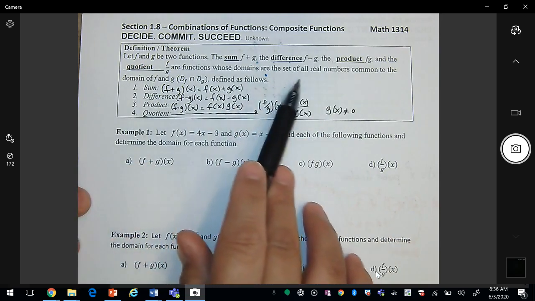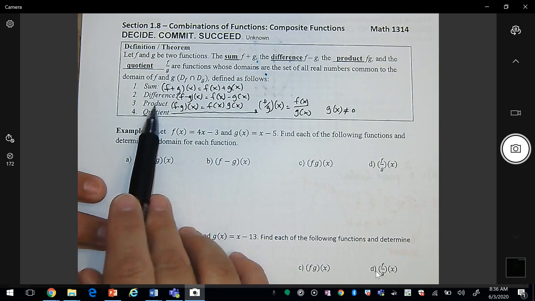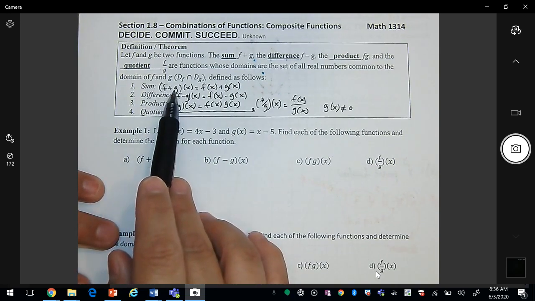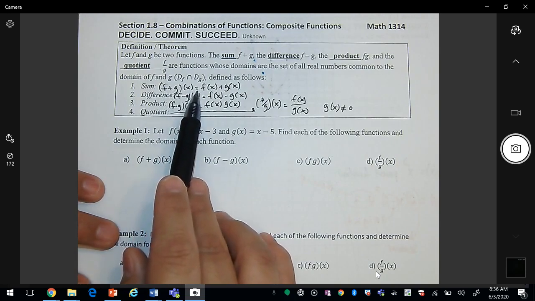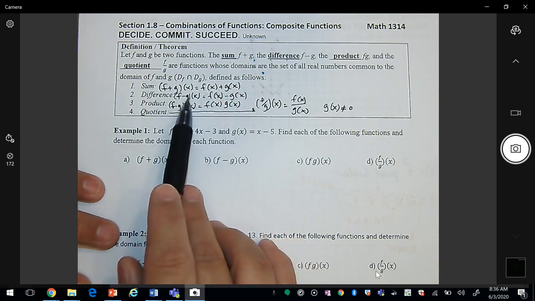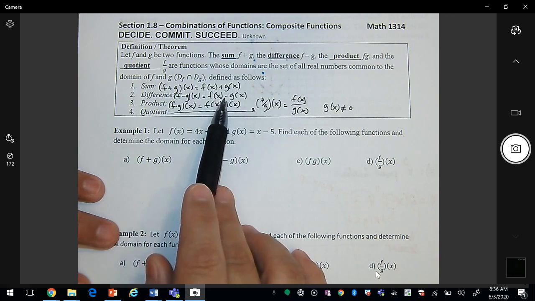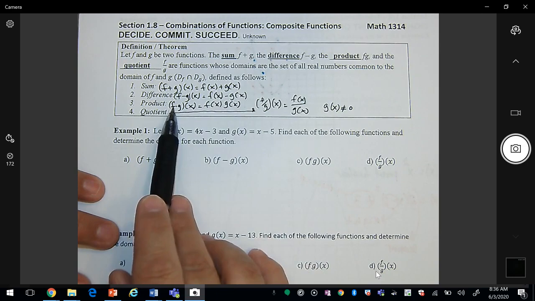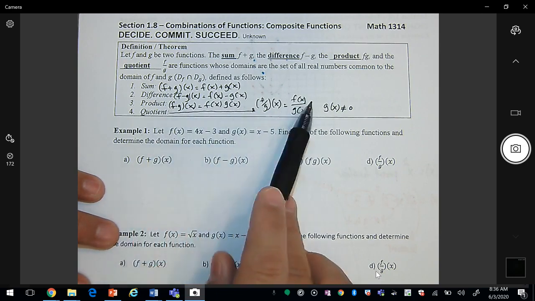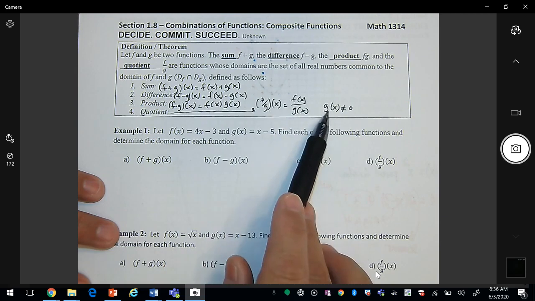First, we need to define what it means to add, subtract, multiply, and divide. If we're adding two functions, f plus g of x, then we can write this as f of x plus g of x. If we're subtracting two functions, we can write it as f of x minus g of x. And if we're multiplying, we can write it as f of x times g of x. And then dividing would be f of x divided by g of x, where g of x does not equal 0.